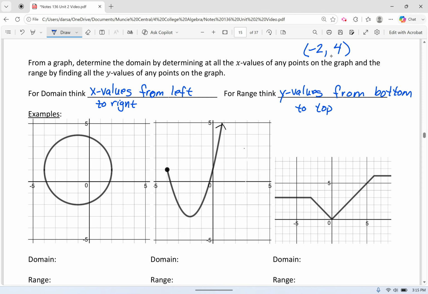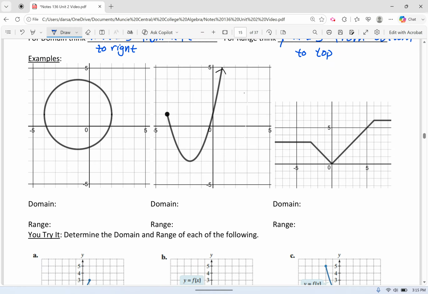So this would be allowed. -2 is first, 4 is second. That is number line order. But if we wrote it like this, that is not allowed. That is not proper interval notation. So that's why we always want to think, what are the x's from left to right? What are the y's from bottom to top, not top to bottom?